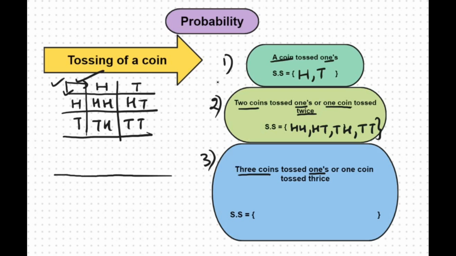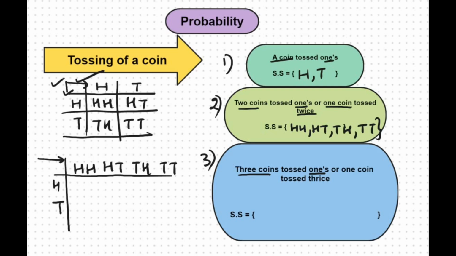Along the horizontal line, we will write the outcomes of 2 coins which are tossed once. That means head head, head tail, tail head, tail tail. And along the vertical line, we will write the outcome of a single coin that is tossed once. That is a head and tail.